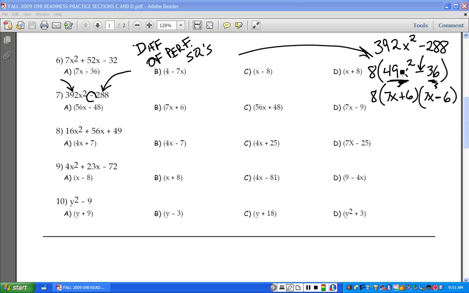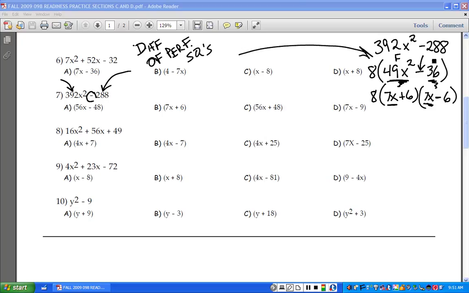So the square root of 49, and 49 is my first term, so my first times my first has to give me that. So a 49x squared is my first term, and I know it's a perfect square, so I just take the square root and use that. So 7 times 7 and x times x gives me 49x squared.